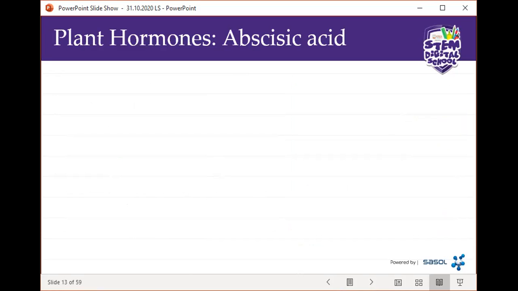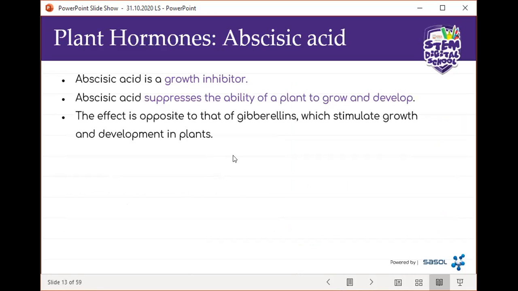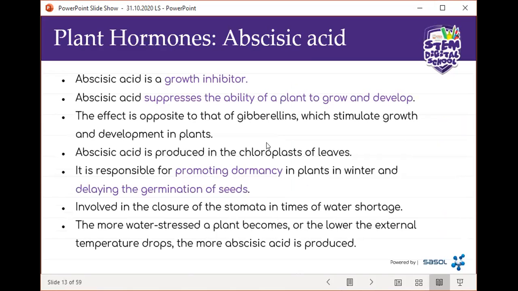Okay, then we move on to the next hormone, which is abscisic acid, and we know it as a growth inhibitor. So abscisic acid suppresses the ability of a plant to grow and develop. Now this would basically be the opposite of the gibberellins, the hormone we have just covered, because the gibberellins stimulate growth and development in plants. Then abscisic acid is produced in the chloroplast of leaves, and it is responsible for promoting dormancy.